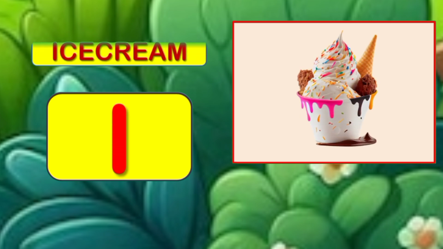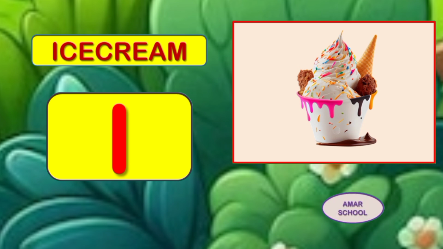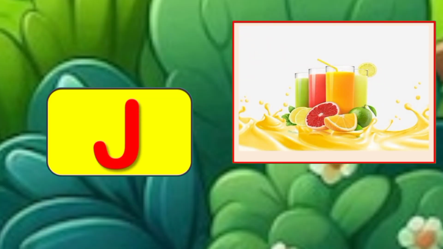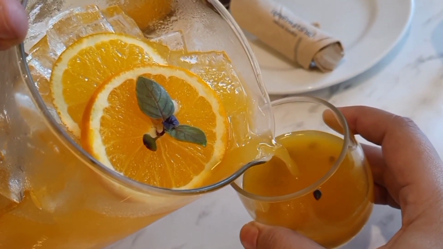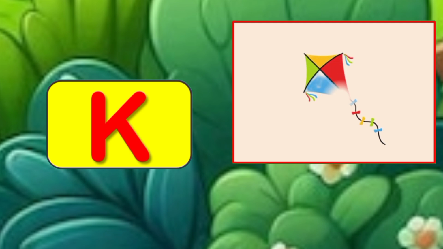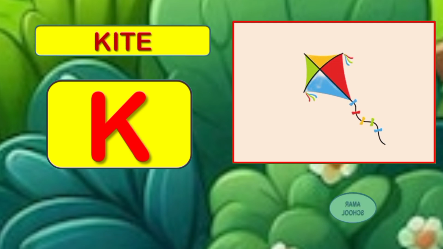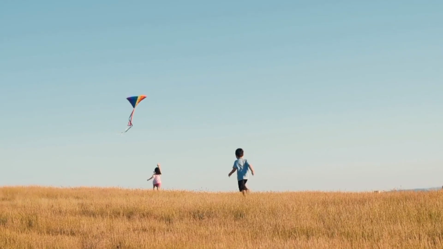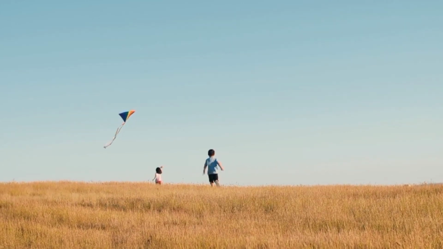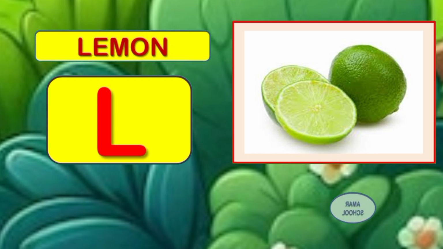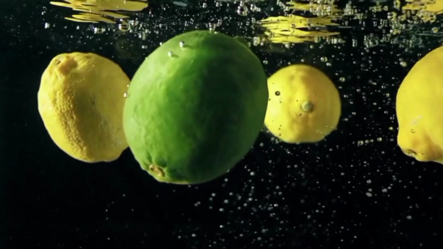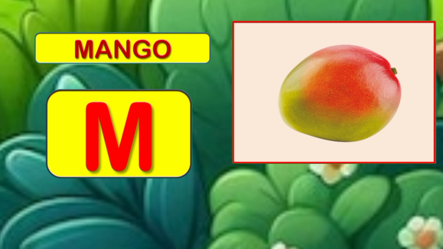I for ice cream. J. J for juice. K. K for kite. L. L for lemon. M. M for mango.